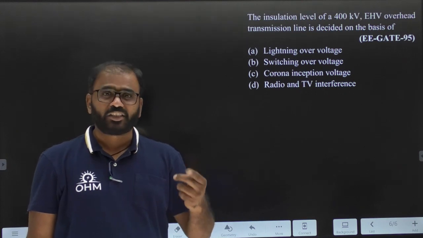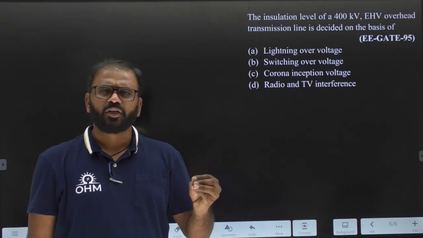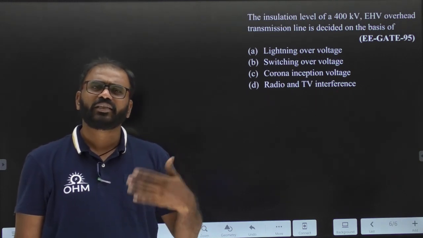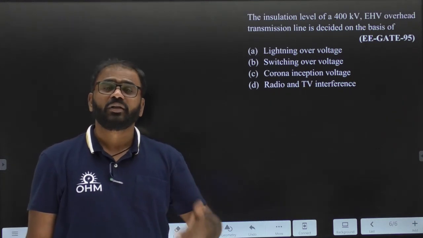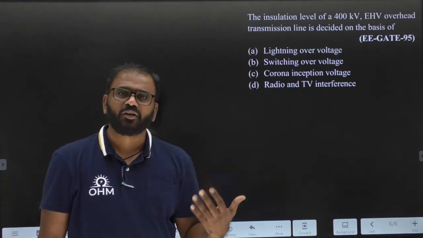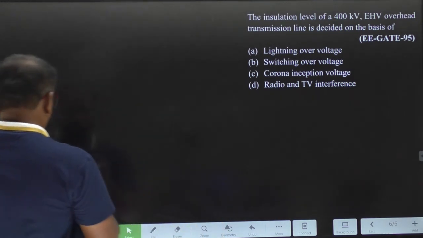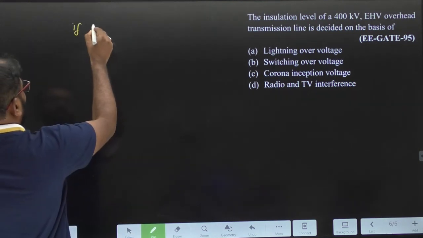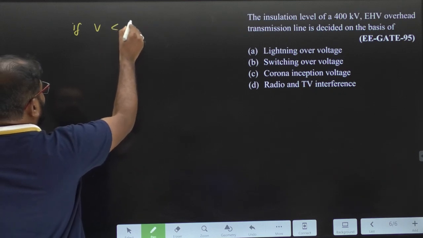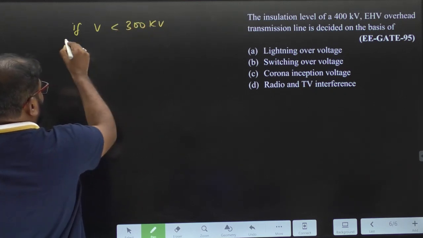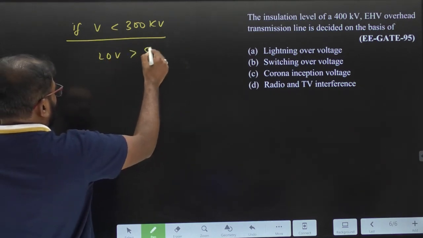But which is maximum? That is the real deciding criterion. Suppose if lightning over voltage is maximum, we decide insulation based on lightning over voltage. If switching over voltage is maximum, then we decide insulation based on switching over voltage. But tell me which is maximum here. We can answer like this: if operating voltage is less than 300 kV, then lightning over voltage is greater than switching over voltage.